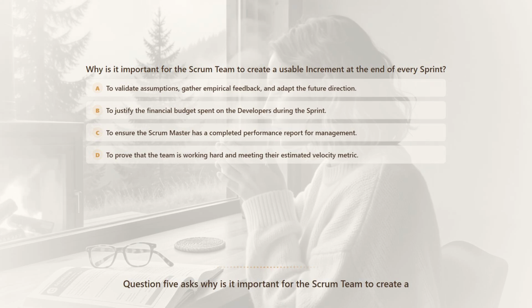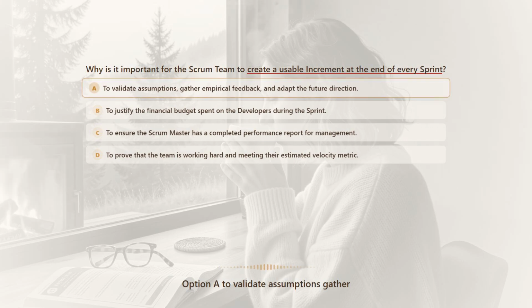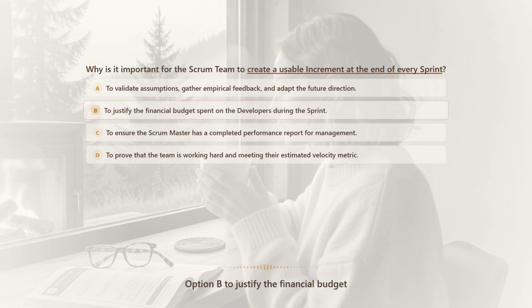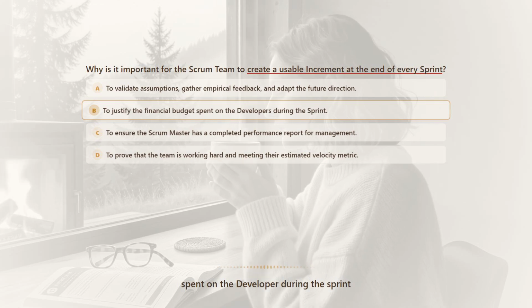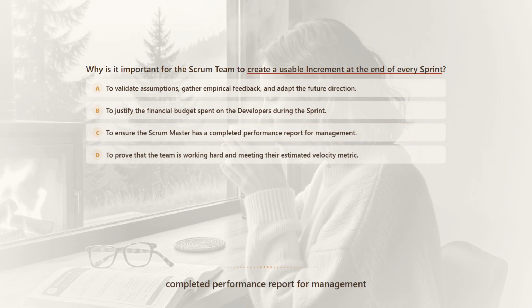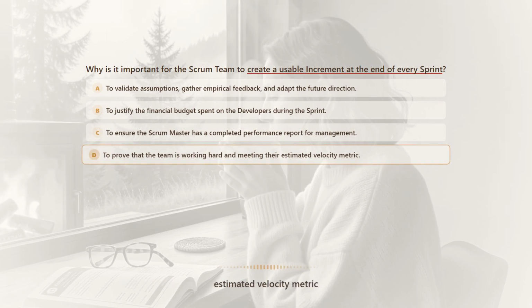Question 5 asks, why is it important for the Scrum team to create a usable increment at the end of every sprint? Let's hear the final options. Option A, to validate assumptions, gather empirical feedback, and adapt the future direction. Option B, to justify the financial budget spent on the developers during the sprint. Option C, to ensure the Scrum Master has a completed performance report for management. Or option D, to prove that the team is working hard and meeting their estimated velocity metric.